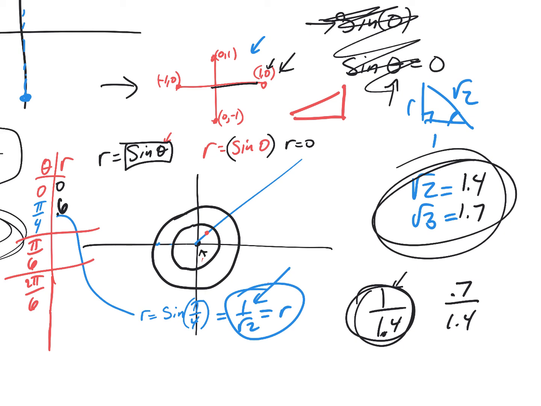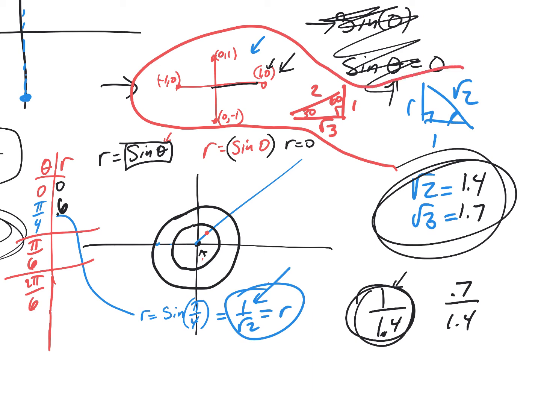I need a new triangle. 30, 60, 90. 1, 2, square root of 3. These three things are going to be super handy today for finding the answers to things like what's the sine of 2 pi over 3, or what's the sine of 3 pi over 2, or what's the sine of 60, or what's the sine of 30, or cosine of 60, or cosine of 30, or sine of 45, etc.